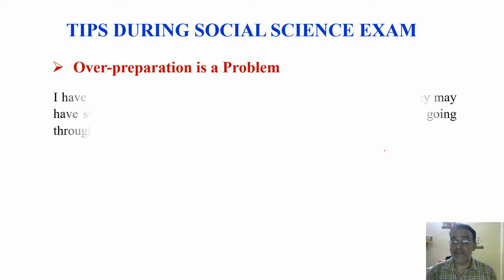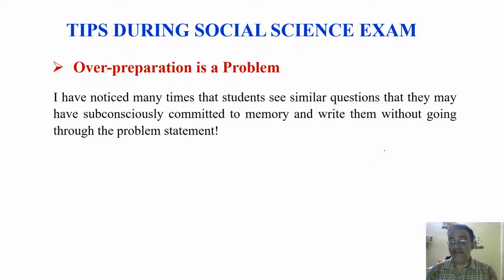And over-preparation is a big problem in science also, maths also, in social science also. I have noticed many times that students see similar questions that they may have subsequently committed to memory and write them without going through the problem statement. If a question is asked about the disadvantages of technology, or merits and demerits, and the student has prepared merits again and again, they just write the merits. So first see the question, accordingly write the answer, right?